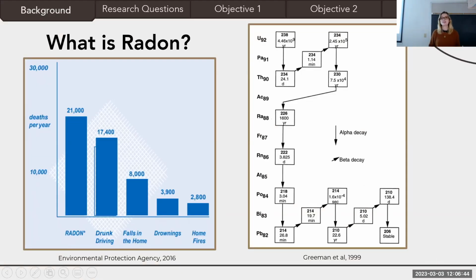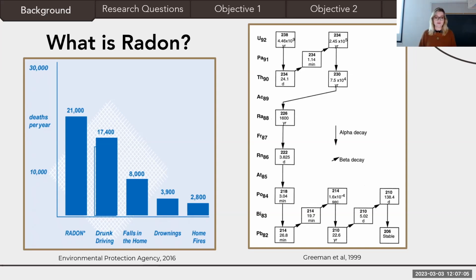Radon is a colorless, odorless, inert radioactive gas, and it's a daughter isotope of uranium-238. Radon can affect us in many ways, in our homes and in our groundwater, but we care about all of this because radon is a carcinogen. It is the second leading cause of lung cancer in the US, second only to smoking cigarettes.